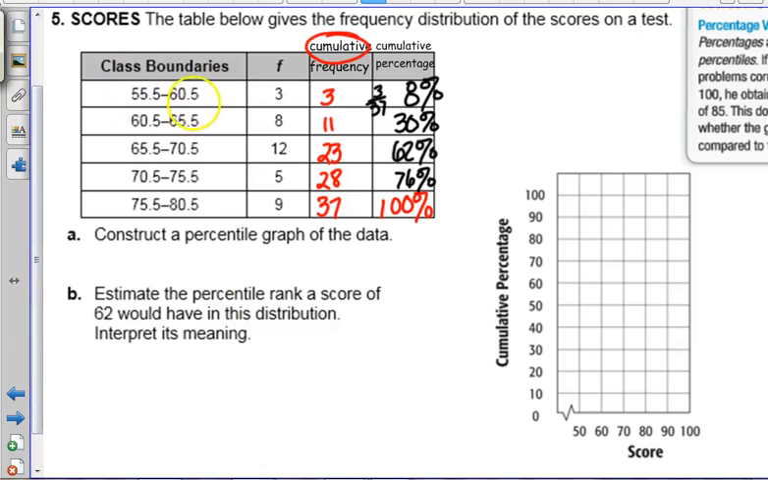It's hard because these are boundaries. So the middle of this would be like, I don't know, 57-ish. So at about 57, you hit 8%. Put a dot. At about 62, you hit 30%. At about 67, you hit 62%. Big jump right there, right?